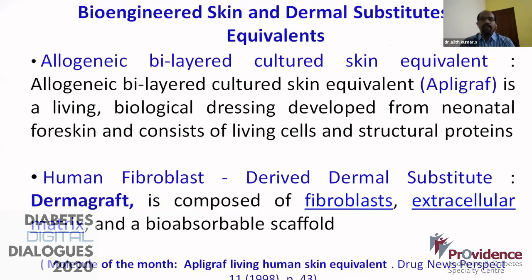These are the available bioengineered dermal substitutes or equivalents, especially the Apligraf and the Dermagraft. Apligraf is made from neonatal fibroblast. It is scaffolded to a type 1 porcine collagen and placed on the wound. And the human fibroblast derived dermal substitute is Dermagraft. It is again composed of fibroblast and extracellular matrix, and the soft portion of these available products will be placed on the wound surface, and this will promote wound healing by angiogenesis or newer tissue formation.